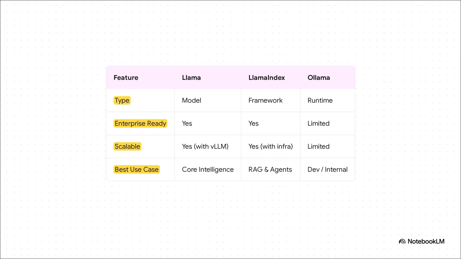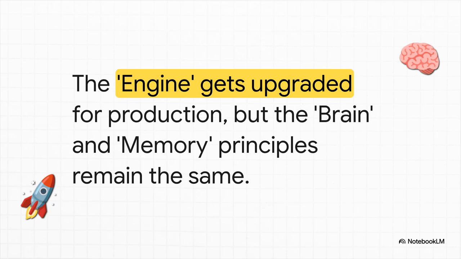Llama, the brain, absolutely enterprise-ready. LlamaIndex, the memory, totally crucial for enterprise AI. But Ollama, while amazing for developers, just has its limits at massive scale. And that's okay. That's why in production you'd swap it out for a high-performance engine, maybe something using a tool like vLLM for optimization. So here's the most important point about scaling. When you go from development to production, you're really just swapping out the engine. You replace Ollama with a bigger, more powerful, more scalable runtime. But the core architecture, the Llama brain and the LlamaIndex memory, those fundamental principles stay exactly the same.